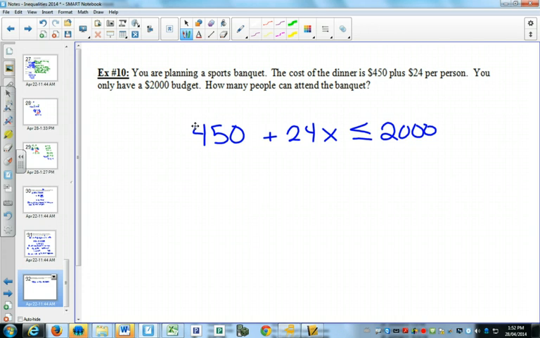Now, how do you solve this? You subtract the 450 from both sides, which would make it 1,550. And then you divide both sides by 24. Do I have to switch the inequality? No, because it's a positive number.